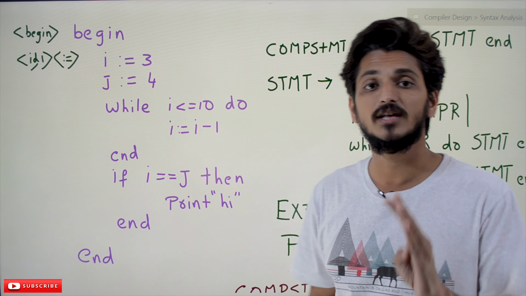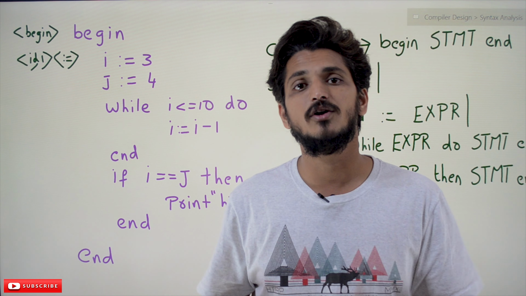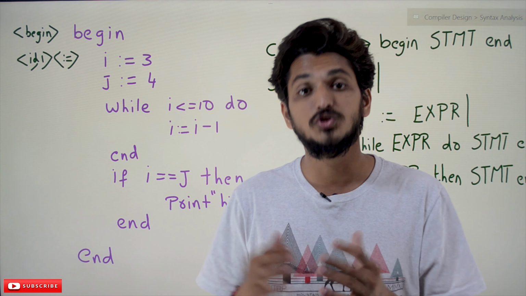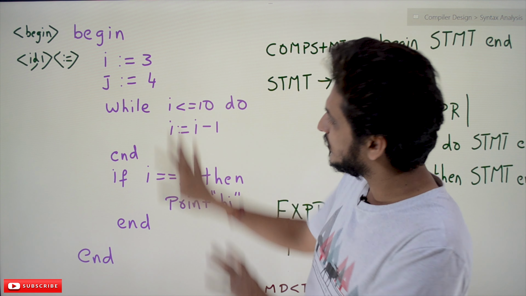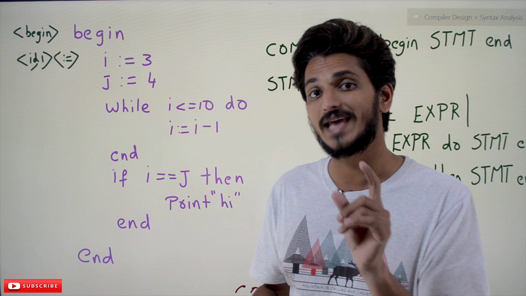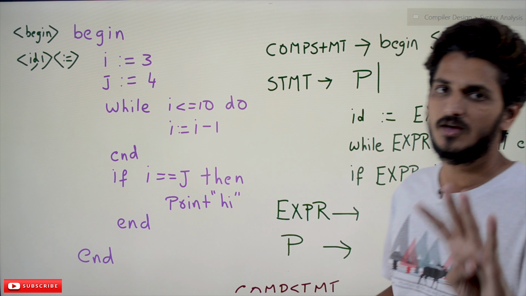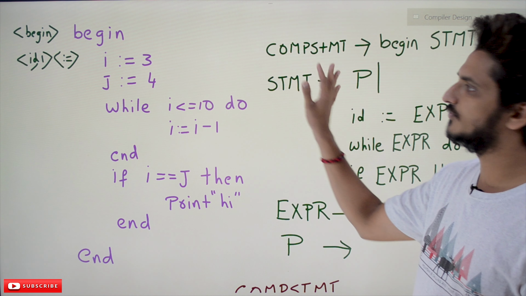Every line in a program is a statement. Yes, while statement, if statement, printf statement, assignment statement. So you have to write the context-free grammar for all the statements that are present in your programming language. Assume that for simplicity, in our programming language, we have only four statements. For that, we are going to write a context-free grammar.